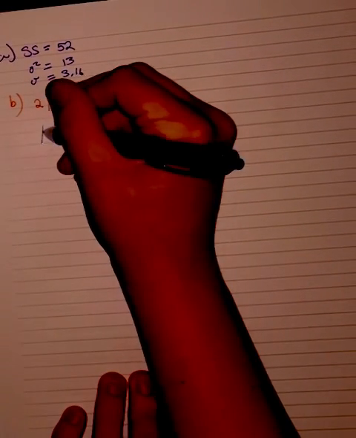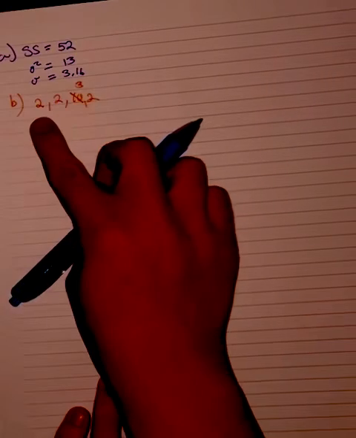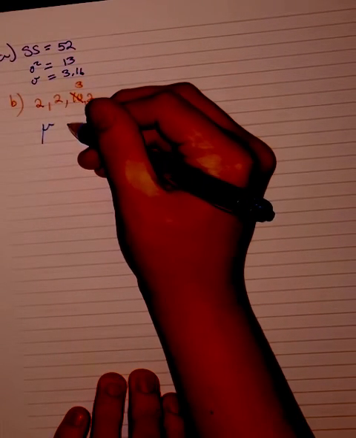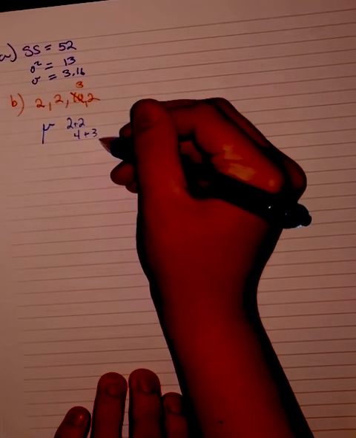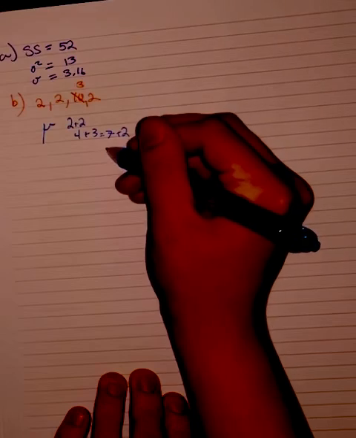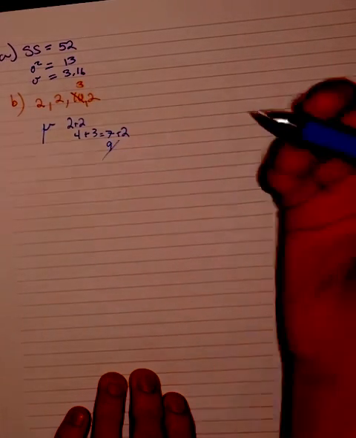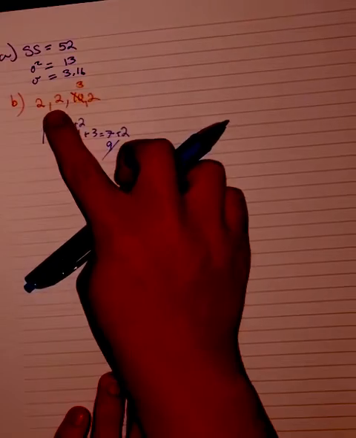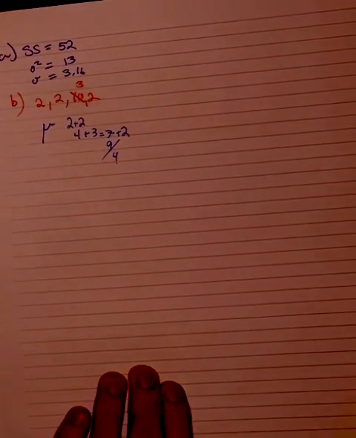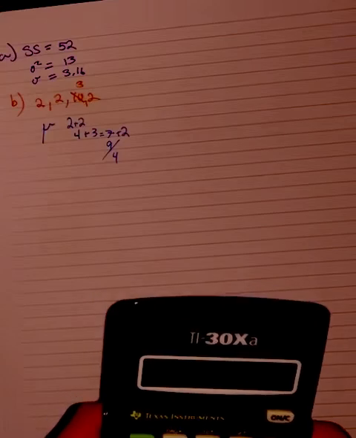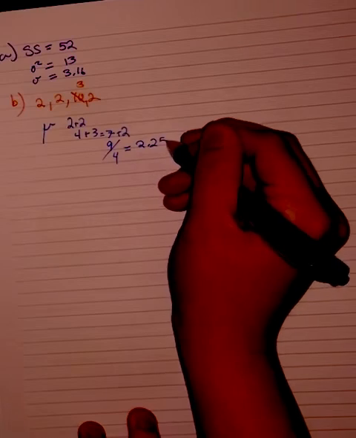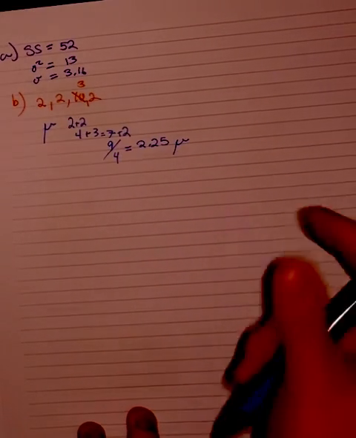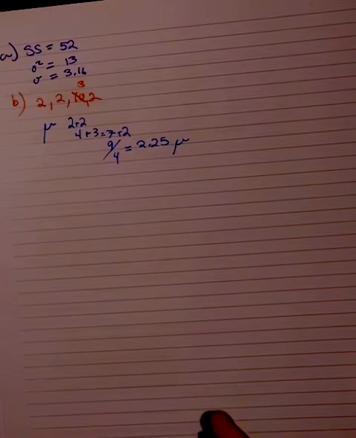So first, let's start by finding our mean. To find our mean, we just add our scores up together again. So 2 plus 2 is 4, plus 3 is 7, plus 2 is 9. And then we divide our sum of scores by the number of scores we have, being 4. So 9 divided by 4 is 2.25 being our mean.